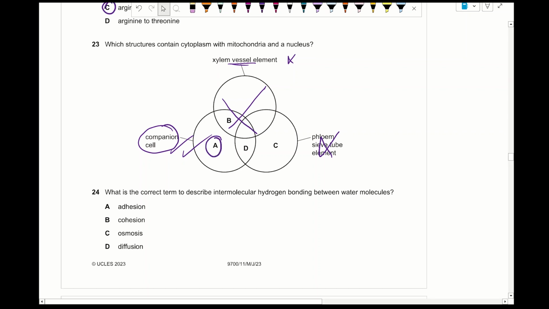24. What is the correct term to describe the intermolecular hydrogen bonding between water molecules? First of all, we have two forces carrying water molecules up the xylem. The first one is cohesion, the second one is adhesion. Cohesion is the hydrogen bonding between water molecules, so the answer is B, which is cohesion. Now, adhesion is the hydrogen bonding between the water molecules and the xylem vessel elements due to its hydrophilic properties. Therefore, the answer is going to be B, cohesion.